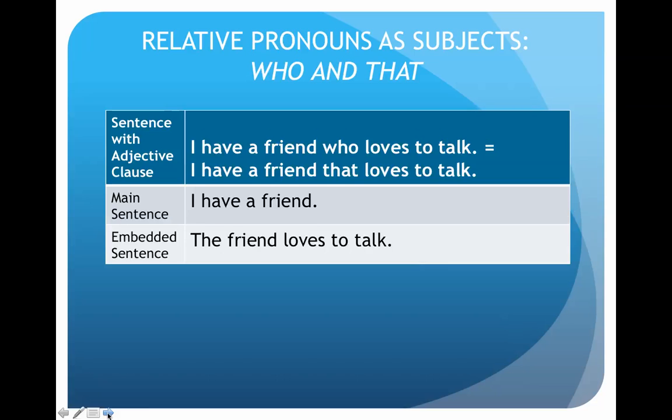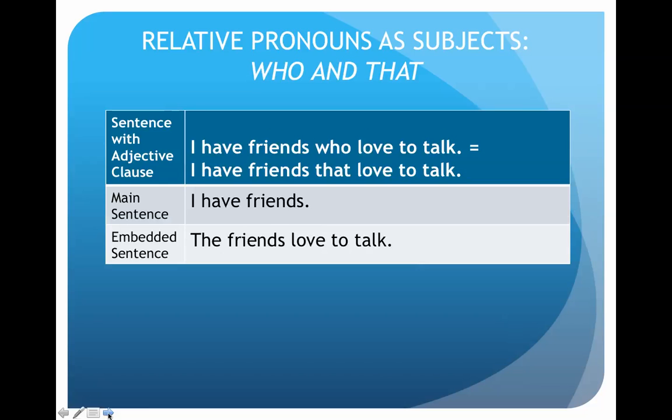So you can say, I have a friend who loves to talk. I have a friend that loves to talk. And here's the main sentence, I have a friend. The embedded sentence is the friend loves to talk. It's a person, so I'm going to use who, or instead of who, I can use that. And those are the possible sentences with adjective clauses.